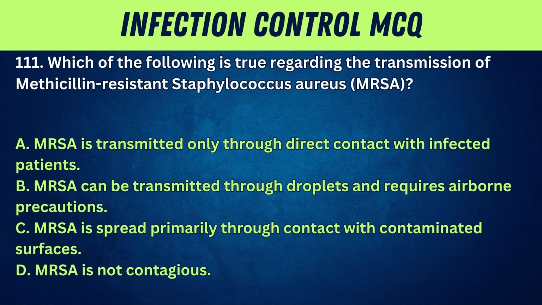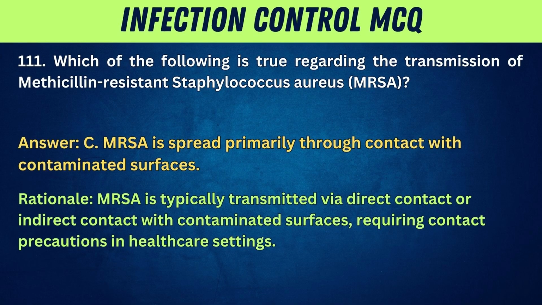MRSA is spread primarily through contact with contaminated surfaces. D. MRSA is not contagious. Answer: C. MRSA is spread primarily through contact with contaminated surfaces. Rationale: MRSA is typically transmitted via direct contact or indirect contact with contaminated surfaces, requiring contact precautions in healthcare settings.